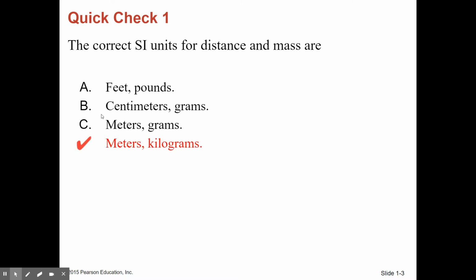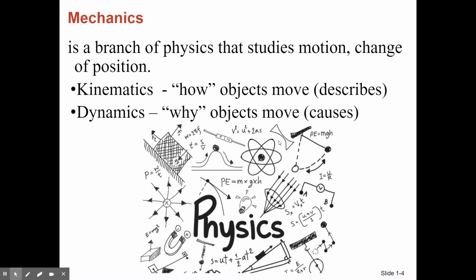And you would be correct. The answer is D. All right, so starting off talking about physics, what we're really focusing on these next few months is something called kinematics. And kinematics is just how we look at objects, how we can describe objects.